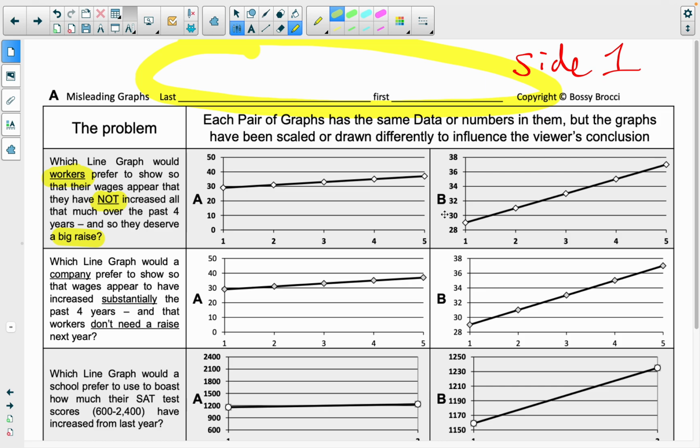If you think A, raise your hand. Very good. A, because it looks like it's pretty much a flat line. So if you're a worker, this would be a good graph to say, hey, we haven't had an increase.